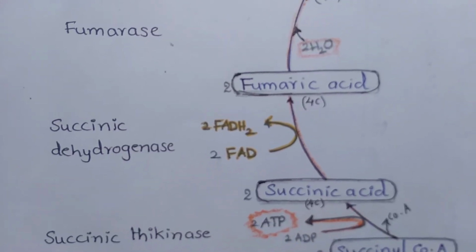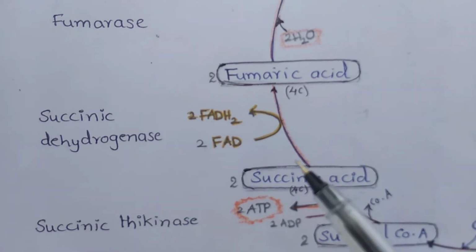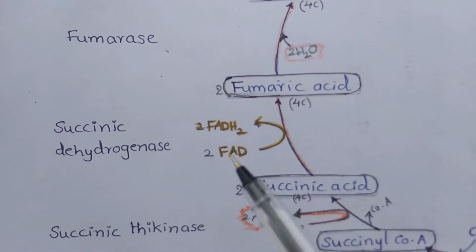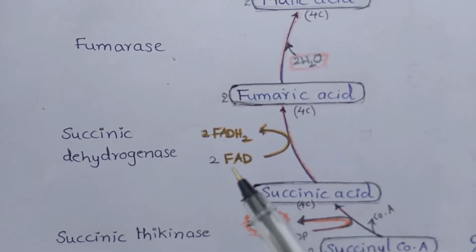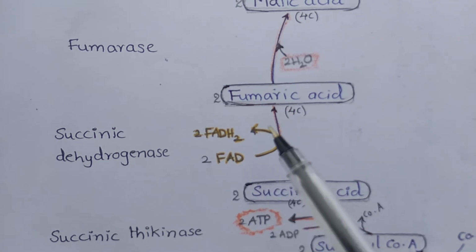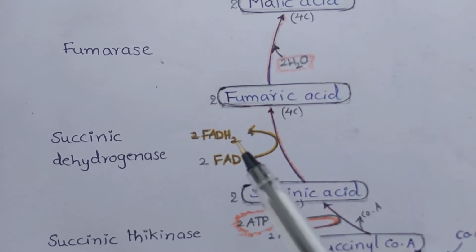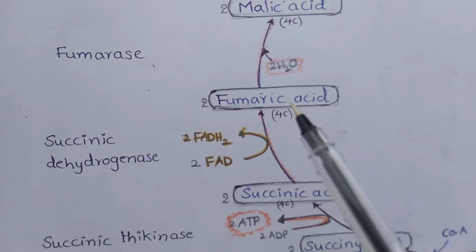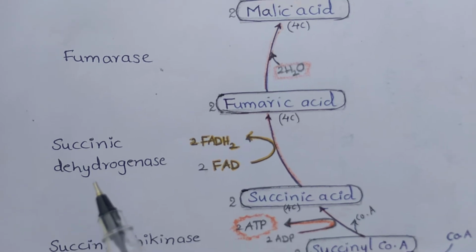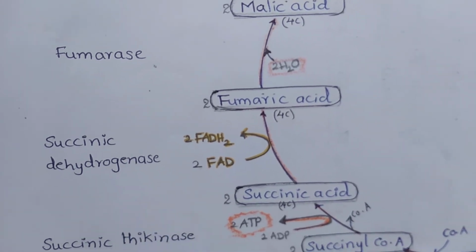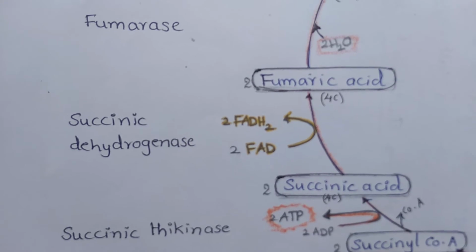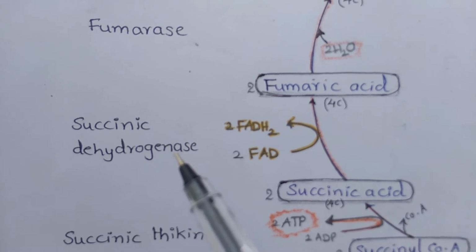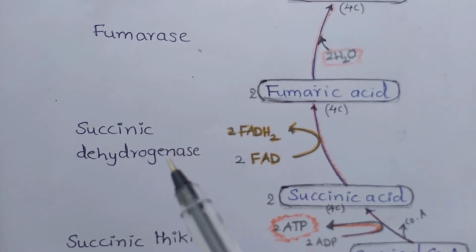Eighth step is oxidation. In this step, from succinic acid, hydrogen atoms are removed. They are picked up by FAD, not by NAD, to form FADH2. So in this reaction, the end product is fumaric acid. This reaction takes place in the presence of the succinic dehydrogenase enzyme. This enzyme is membrane bound. It is not found in the mitochondrial matrix, but it is attached to the inner membrane of mitochondria.